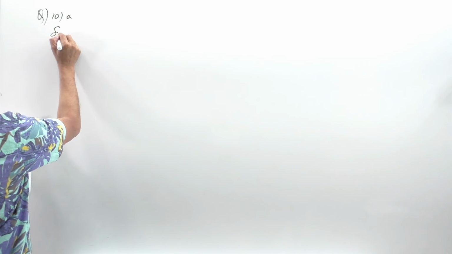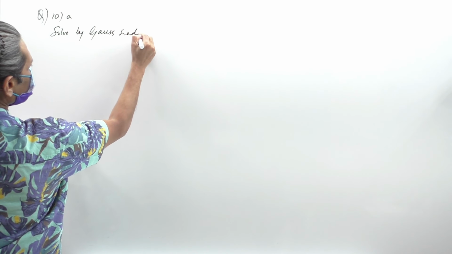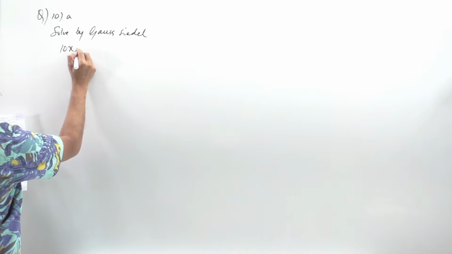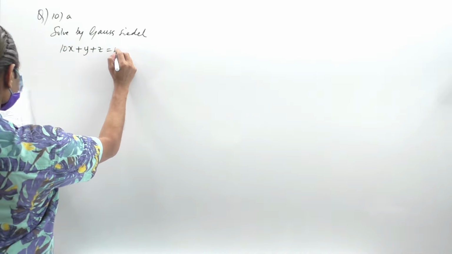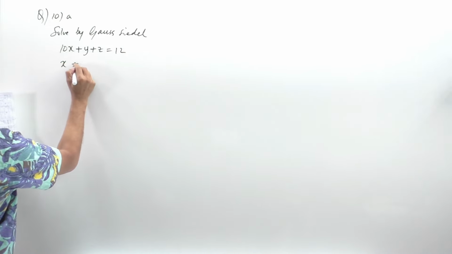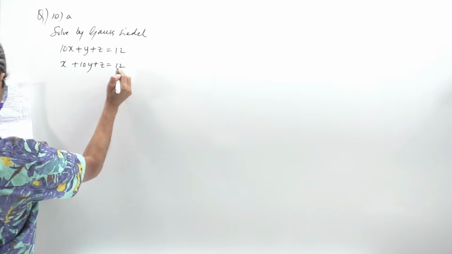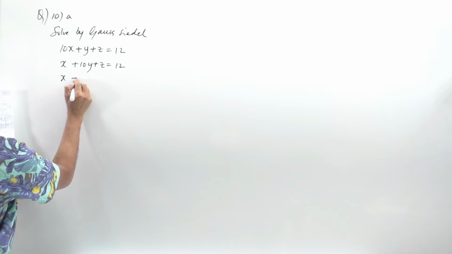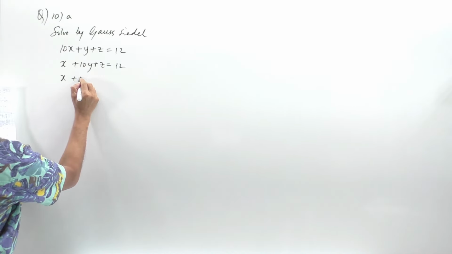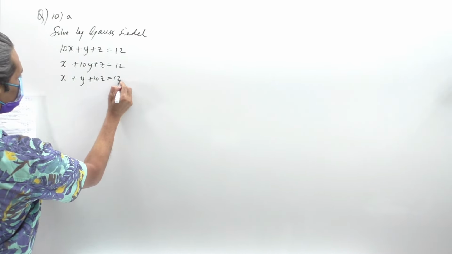It says solve the following system by Gauss-Seidel method. A very simple method. So it says 10x plus y plus z is equal to 12. Then x plus 10y plus z is again 12. Then x plus y plus 10z is equal to 12.